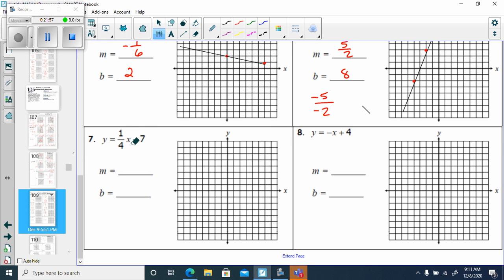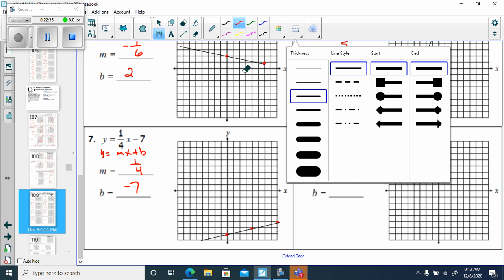7, y is equal to 1/4 x minus 7. This is y is equal to mx plus b. Okay. What is my b? It's negative 7. What is my m? It is 1/4. We start at negative 7. 1, 2, 3, 4, 5, 6, 7. And our slope is 1/4. That means we go up 1 and over 4. 1, 2, 3, 4. Up 1 and over 1, 2, 3, 4. Okay? And I can draw my line through the points.